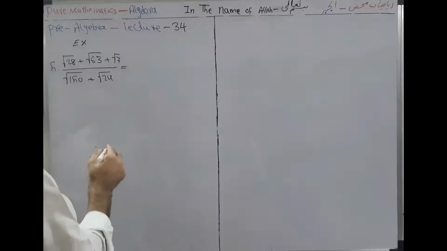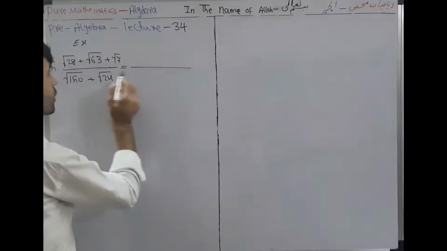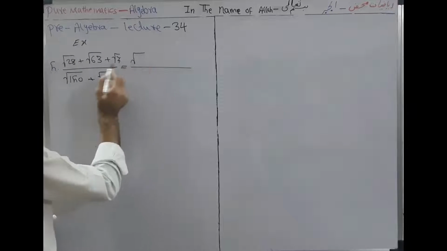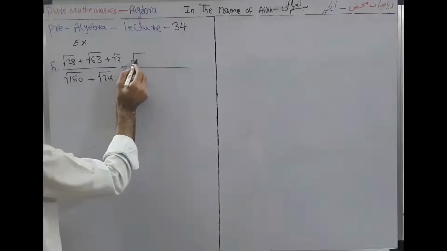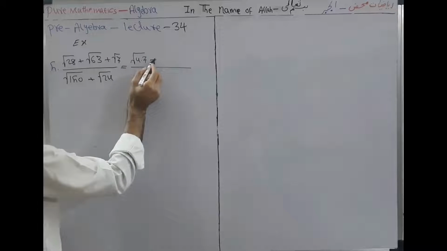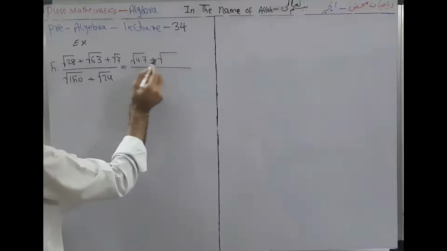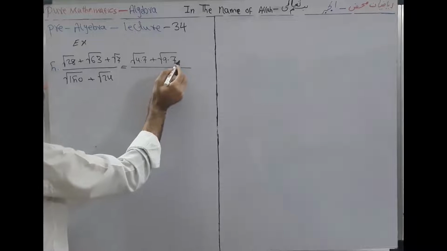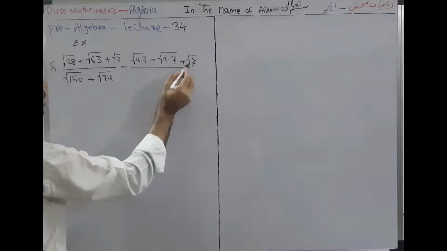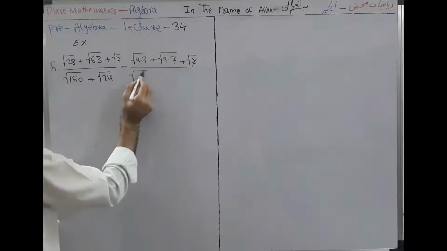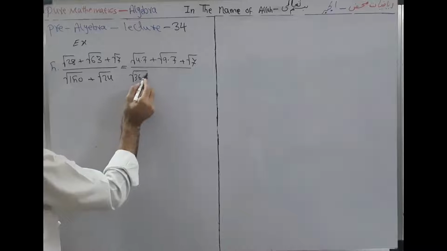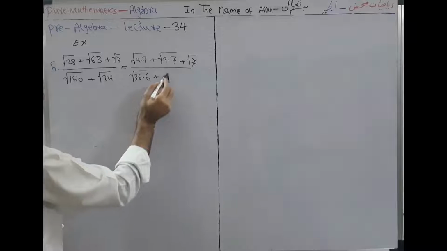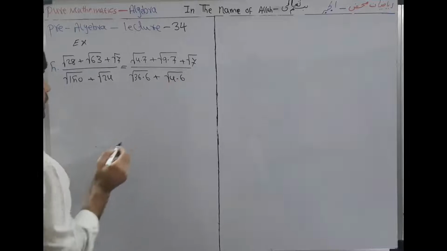It is question 5. Now we want to solve this question. Square root of 28 can be written as 4 multiplied by 7 plus square root of 63. We can write it as 9 multiplied by 7 plus square root of 7 over square root of 36 multiplied by 6 plus square root of 4 multiplied by 6.